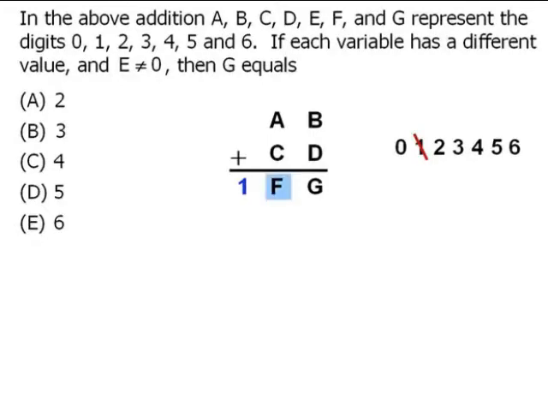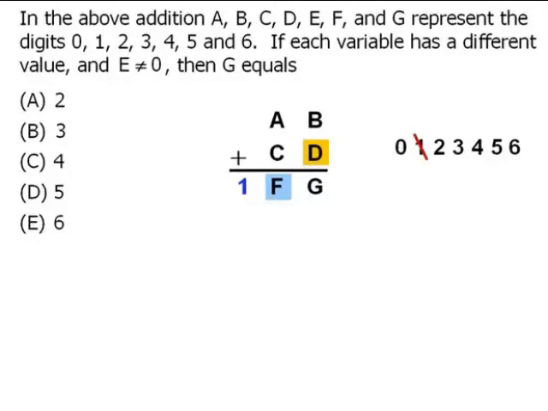Now we'll find the value of f. We know that f equals 0, and we can reach this conclusion in several ways. One way is by process of elimination. For example, we know that b can never equal 0, because if b equals 0, then d and g would have the same value. But the question tells us that each variable has a different value. For the same reason, we know that d cannot equal 0.